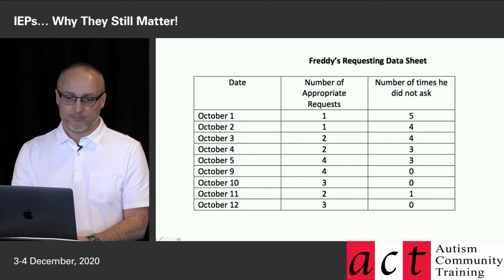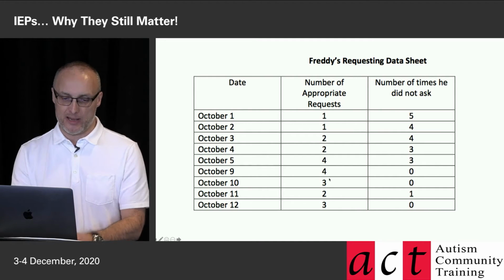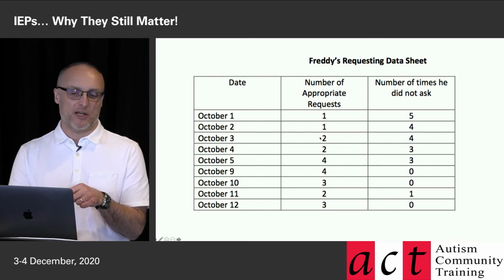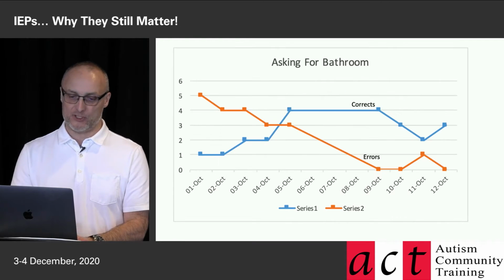And here's the data. And you can see the number of appropriate requests slowly went up, and it hovered around 3 or 4 because, again, you don't use the bathroom more than 3 or 4 times per day. Even that might be a little bit high. And so he's doing more of the prosocial desired behavior, and he's doing less of the problematic behavior, which is just taking off when he feels like it. He's now asking for permission.